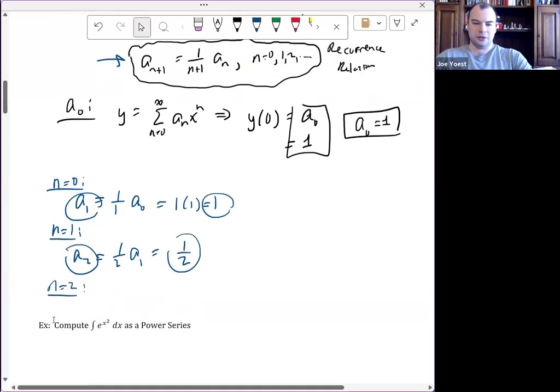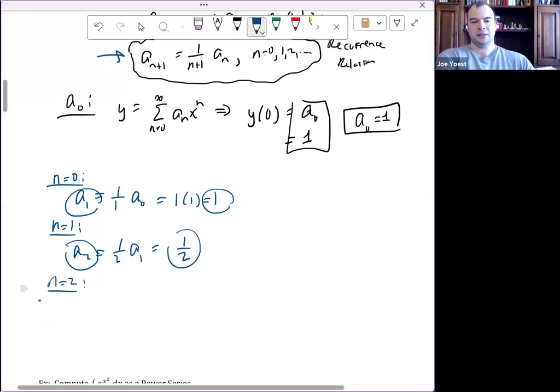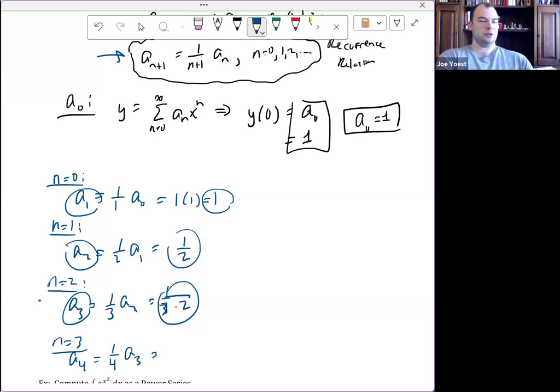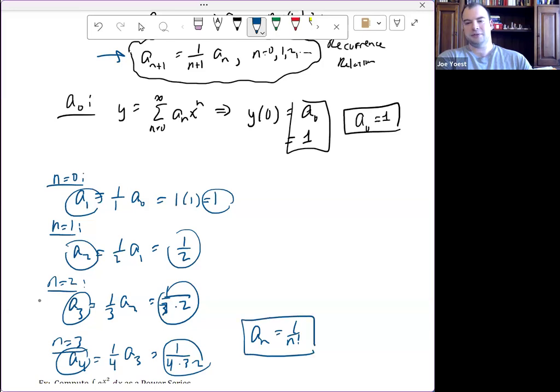When n equals 2, we'll do a couple more of these, so we see the pattern. I have a3 is 1/3 a2, but a2 is 1/2, so that's 1/3 times 1/2, or 1 over 3 times 2. When n is 3, we have a4 is 1 over 4 a3, but a3 is 1 over 3 times 2. That's 1 over 4 times 3 times 2. And I think we see the pattern that a sub n is 1 over n factorial.